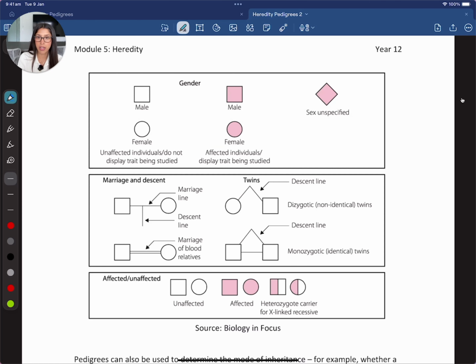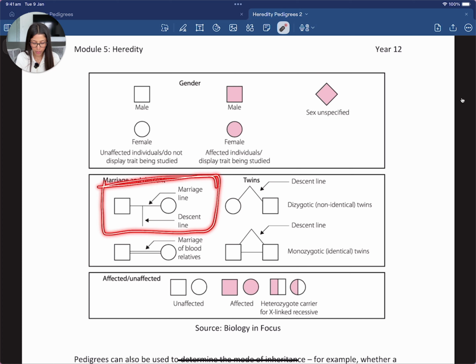And here are also some other symbols. So again, shaded meaning affected, unshaded meaning unaffected. If the sex is unspecified, then they can show this diamond notation. We already looked at this marriage line, and double lines means marriage of blood relatives. With twins, you might see a line appearing in this V format. And another notable thing is you might see some squares or circles being half shaded. If they are half shaded, it means that they are carriers of a certain condition. So they're not affected themselves, so you're mainly going to find that with recessive conditions.